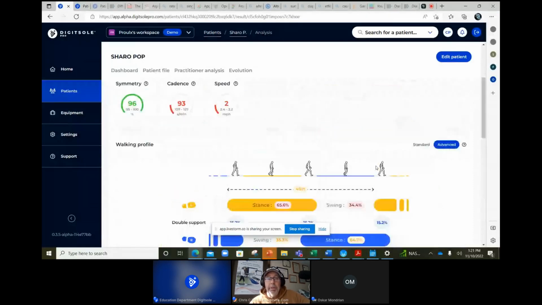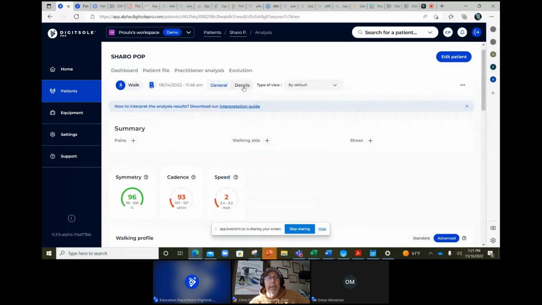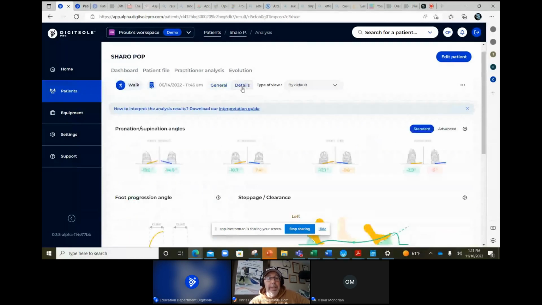So let's go back up to the top here, and across the top you can see some of the information. I'm going to click on the details view. And when you click on the details view, it gives us a little bit more information. And what we have here is pronosupination angles, or pronation supination angles.